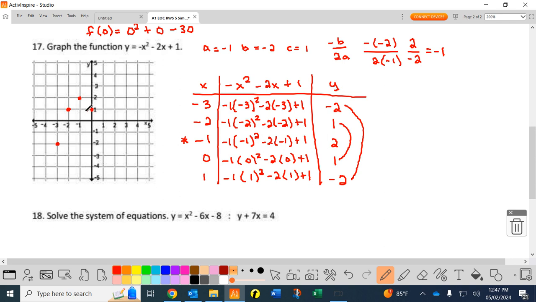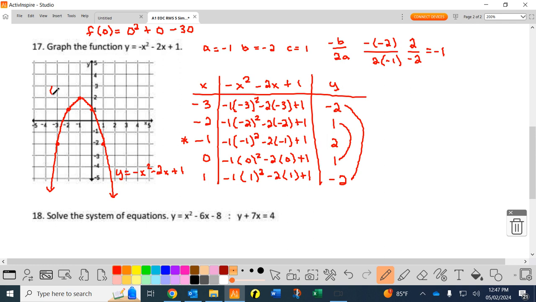The last point is going to go 1 to the right and down 2. And that is your final point. You're going to draw your parabola by drawing in the curve on either side of this, extending it past the end of your graph. We're going to label it with y equals the opposite of x squared minus 2x plus 1. We're going to label the vertex right here, which is the ordered pair -1, 2.